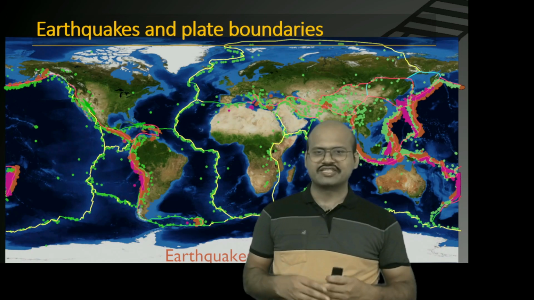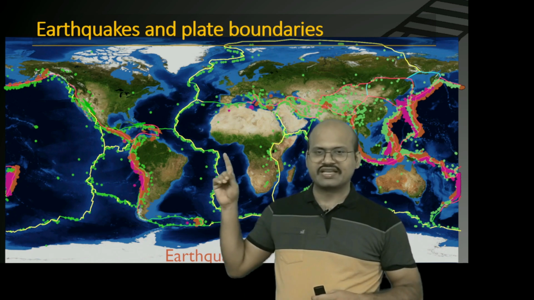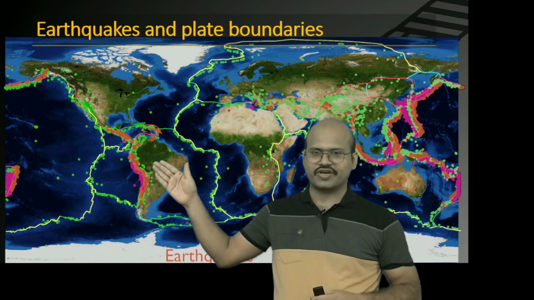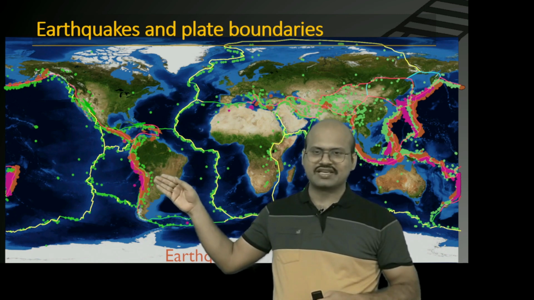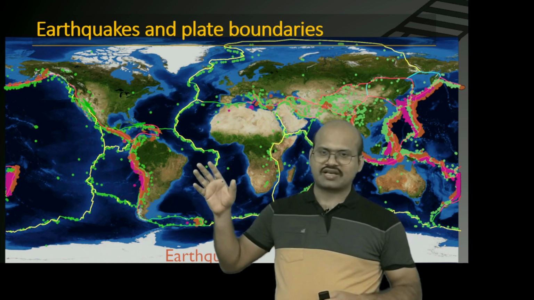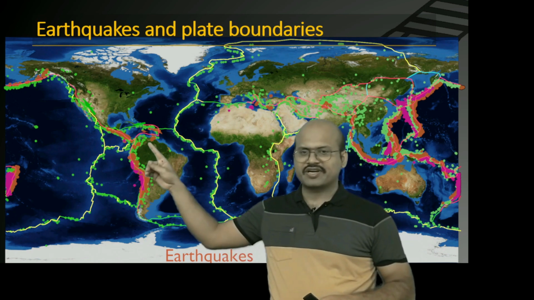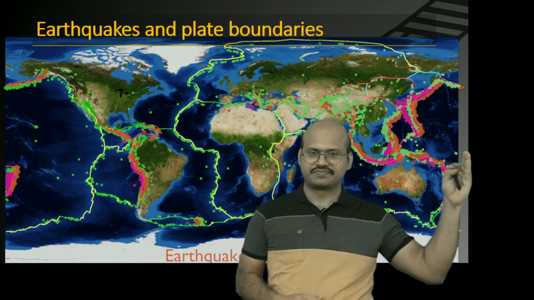We have already seen this map which shows us different types of earthquakes, that is the green color indicates shallow earthquakes, the brown one indicates intermediate earthquakes and the pink color indicates deep-seated earthquakes. We can see that all these earthquakes are concentrated on the plate boundaries. However, at the subducting margins, we see deep-seated earthquakes, both here as well as here.